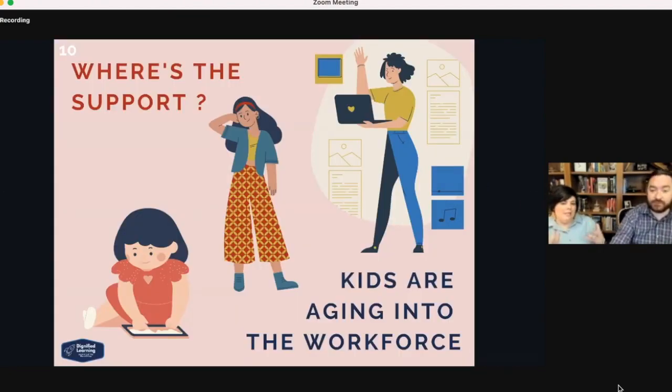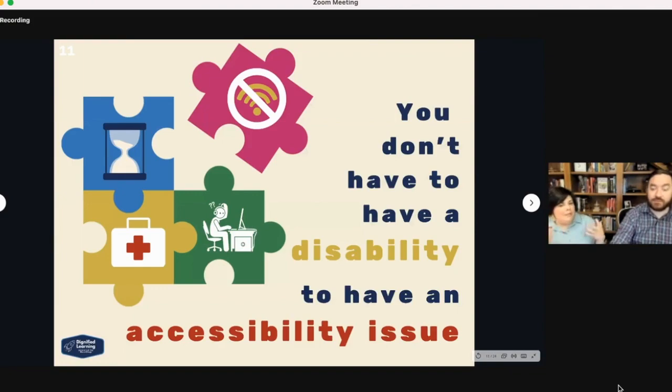So, where is the support? Like I said, we have a lot of good statistics on children, and they are aging into the workforce. So what does that actually look like? And on top of it, you don't have to have a disability to have an accessibility issue necessarily. Yeah, being in educational technology, the tech itself oftentimes presents accessibility issues for individuals that don't have a mastery of utilizing or interfacing with technology.